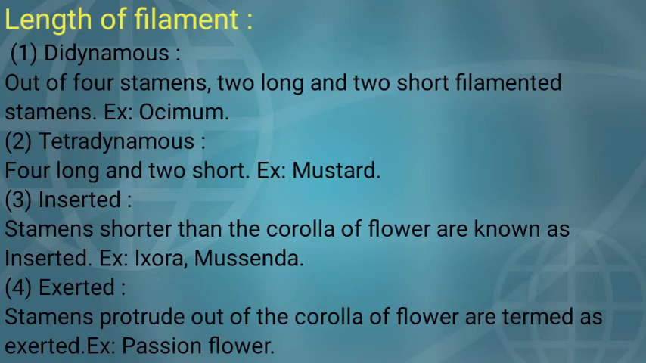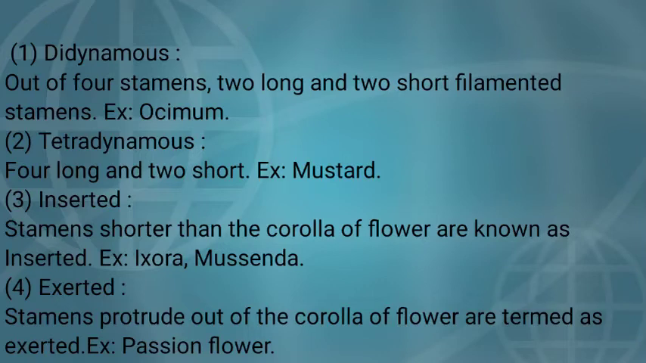Length of filament. On this aspect, stamens are classified into 4 different types. The very first one, didynamous condition. In this condition, flower contains 4 stamens. Out of 4 stamens, 2 are long and 2 are short filamented stamens. Example, Ocimum. The second one, tetradynamous condition. In this condition, stamens are 6. Among those, 4 are long and 2 are short. Example, mustard.